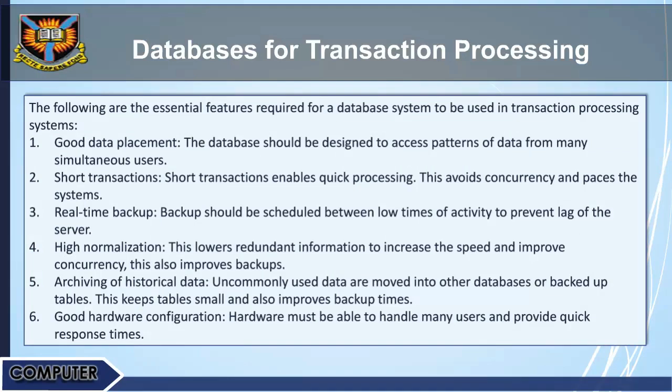The following are the essential features required for a database system to be used in transaction processing systems. 1. Good data placement. The database should be designed to access patterns of data from many simultaneous users. 2. Short transactions. Short transactions enable quick processing. This avoids concurrency and paces the systems. 3. Real-time backup. Backup should be scheduled between low times of activity to prevent lag of the server. 4. High normalization. This lowers redundant information to increase the speed and improve concurrency.